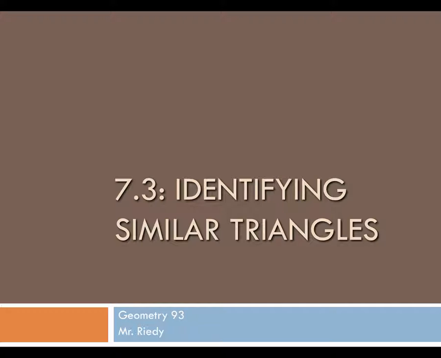What are the shortcuts for proving triangles congruent? Side, side, side. Okay, side angle side. Hypotenuse leg.